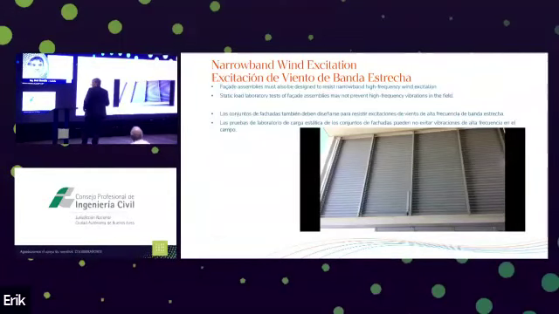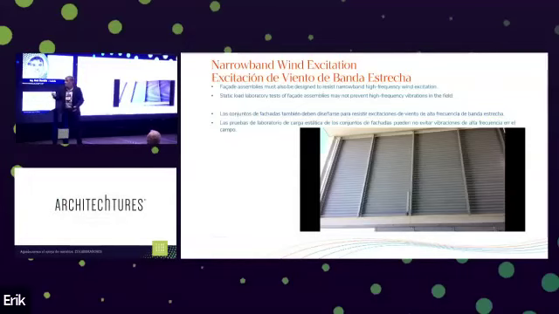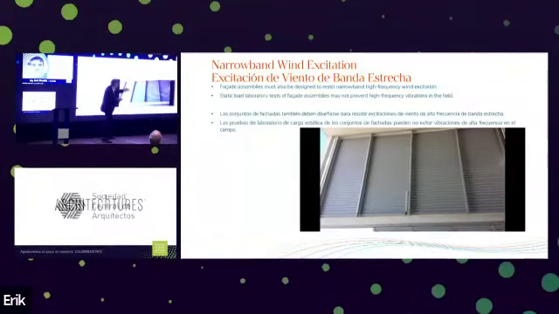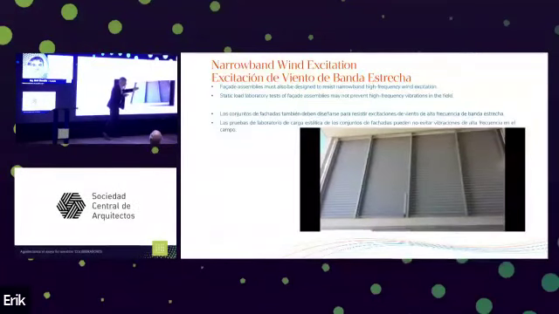I might get the animation going on this one. And we've got some narrowband response shown here for wind excitation. And notice it starting with this rattling of da, da, da, da, da.